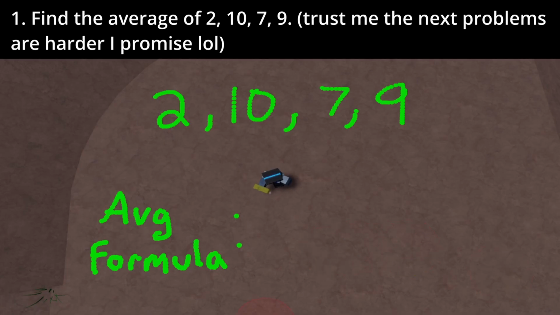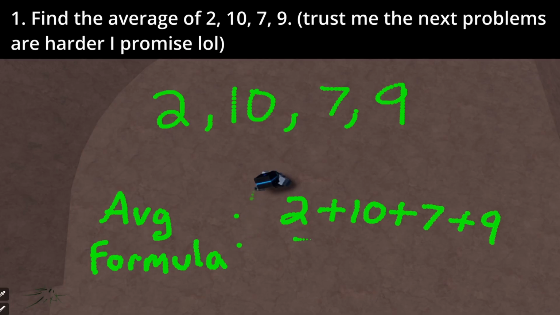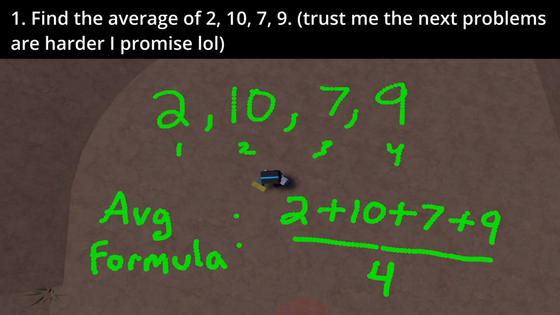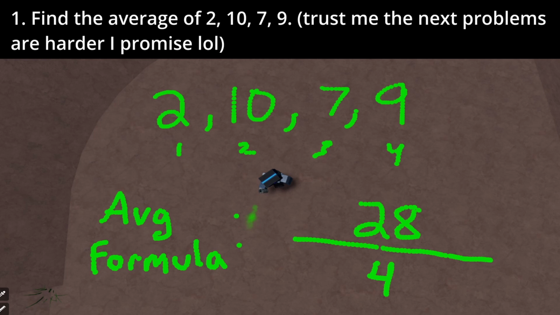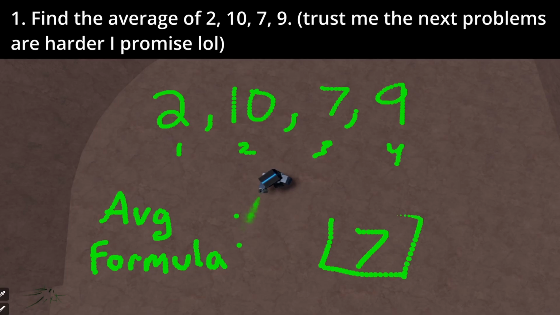So first we need to find the sum of all those numbers. That's just 2 plus 10 plus 7 plus 9. And then we're going to divide by how many numbers there are. There's 1, 2, 3, 4 numbers in this data set. So just divide by 4. And then 2 plus 10 plus 7 plus 9, if you simplify all that, that's just 28. And then 28 divided by 4 is just 7. So therefore, the average is 7 in this problem.